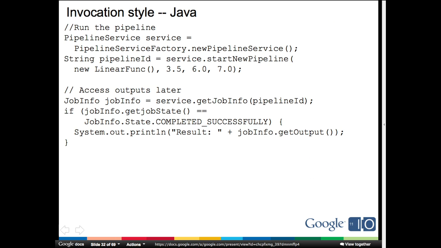And the invocation style is similar. You grab the service from the factory. You start a new pipeline with the simple parameters. Sometime later, you take that pipeline ID, grab the job info, look at the status, see that it's done, and look at the output. Really simple, right? Java does not have a functional testing piece yet, but that's something we're working on. It'll come soon. It'll work the same way, where you can step through the Java debugger to find where your code's not working the way it should.